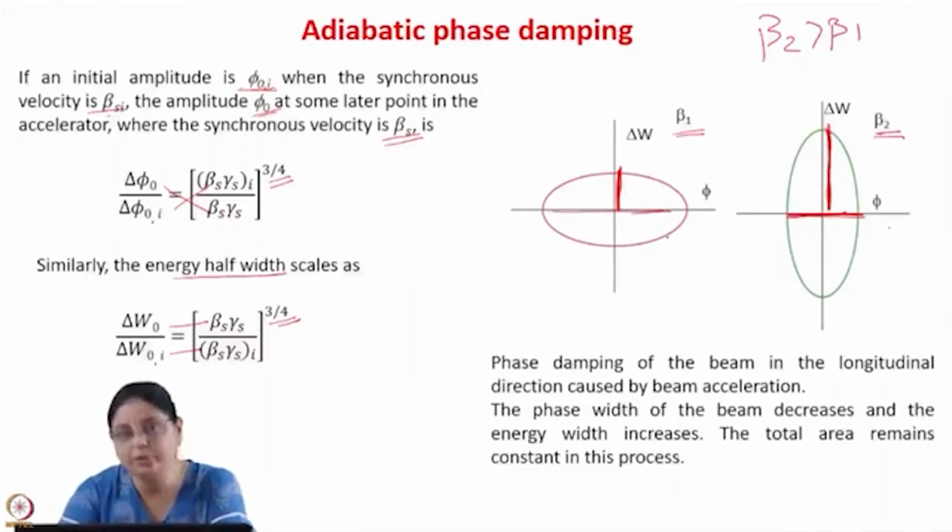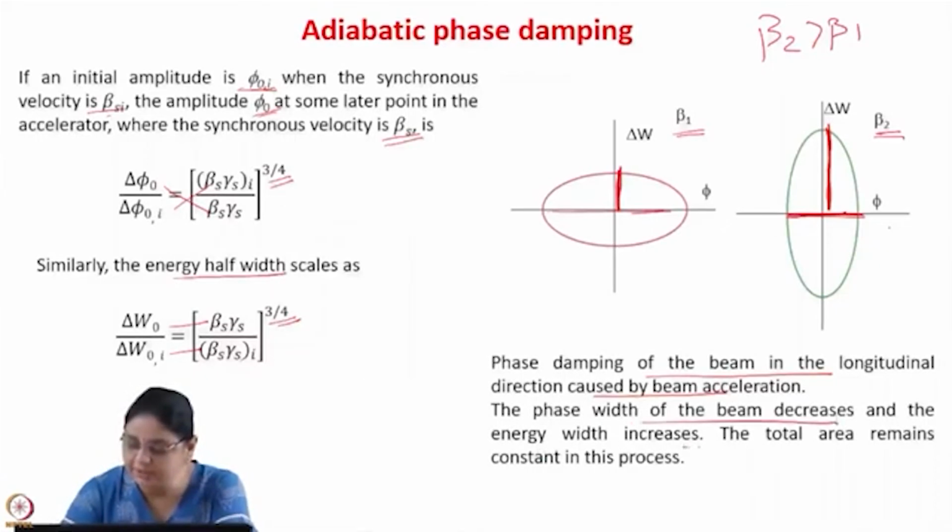The area of both ellipses remains the same. And remember, this holds when the acceleration rate is small. So phase damping of the beam in the longitudinal direction caused by beam acceleration is shown here. The phase width of the beam decreases and the energy width increases. The total area remains constant in this process.